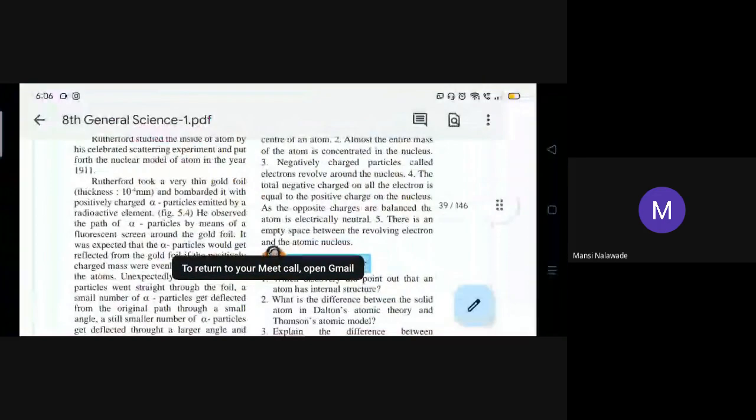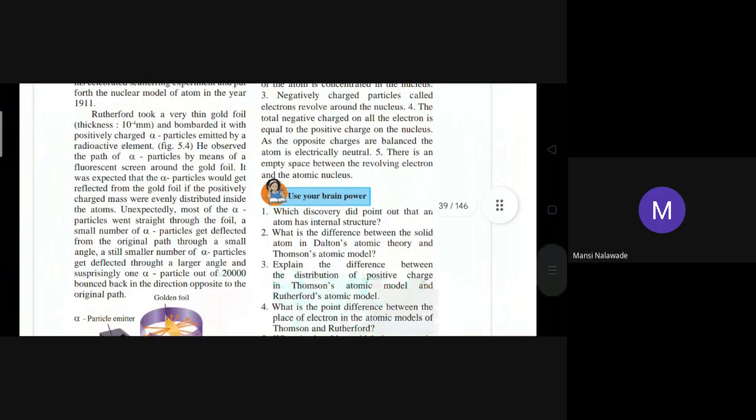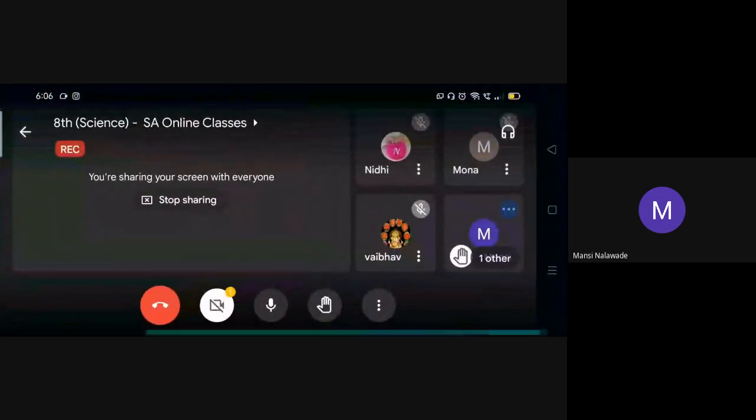He did the experiment in which he took a very thin gold foil, thickness 10 raised to minus 4 millimeter, and bombarded it with positively charged particles emitted by a radioactive element. He observed the path of alpha particles by means of a fluorescent screen around the gold foil. It was expected that alpha particles would get reflected from the gold foil if the positively charged mass were evenly distributed inside the atoms. Unexpectedly, most of the alpha particles went straight through the foil.